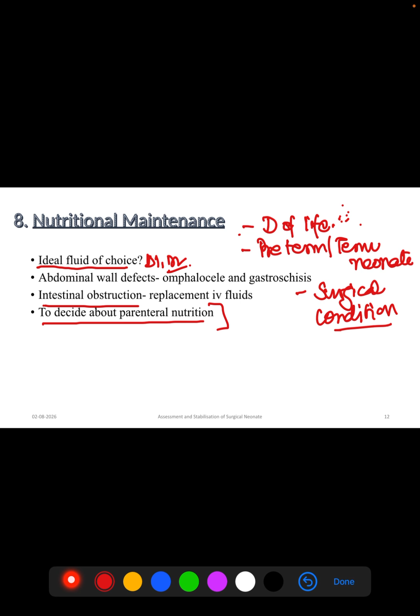So parenteral nutrition के बारे में हमें डिसाइड क्यों करना है? हमें ये देखना है कि जब भी हम अपने सर्जिकल न्यूनेट, जब भी हम इस न्यूनेट को प्रिपेयर कर रहे हैं, whether this baby, this neonate will require IV fluids or has to be NPO for more than or equal to 5 days. Okay.